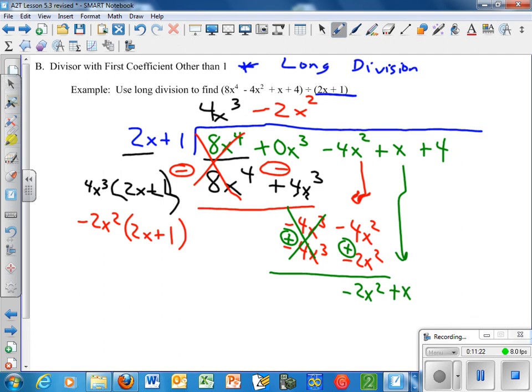Repeat the process over again. How many times does 2x go into negative 2x squared? Well, that would be negative 1x. Now, you don't have to put the 1 on there. I'll put it on there here to start. So now I'm going to take negative 1x, and I'm going to multiply that times 2x plus 1, which is negative 2x squared minus x. So negative 2x squared minus x is what we have there.